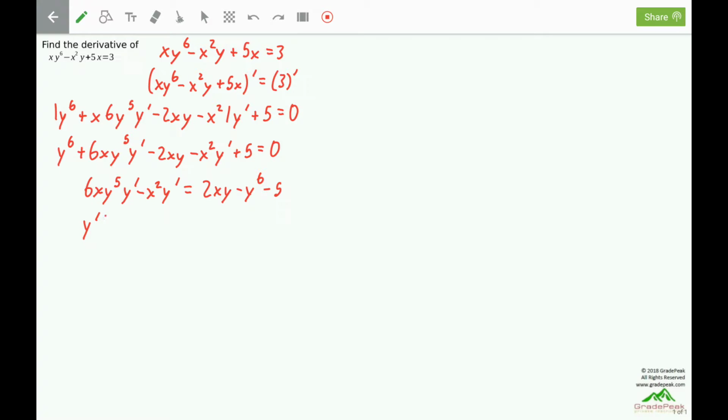We can now factor the y prime out of the left side. And we can solve for y prime by dividing both sides by what's in the parentheses. That will give us 2xy minus y to the 6 minus 5 all over 6x y to the 5th minus x squared. There's our derivative y prime.